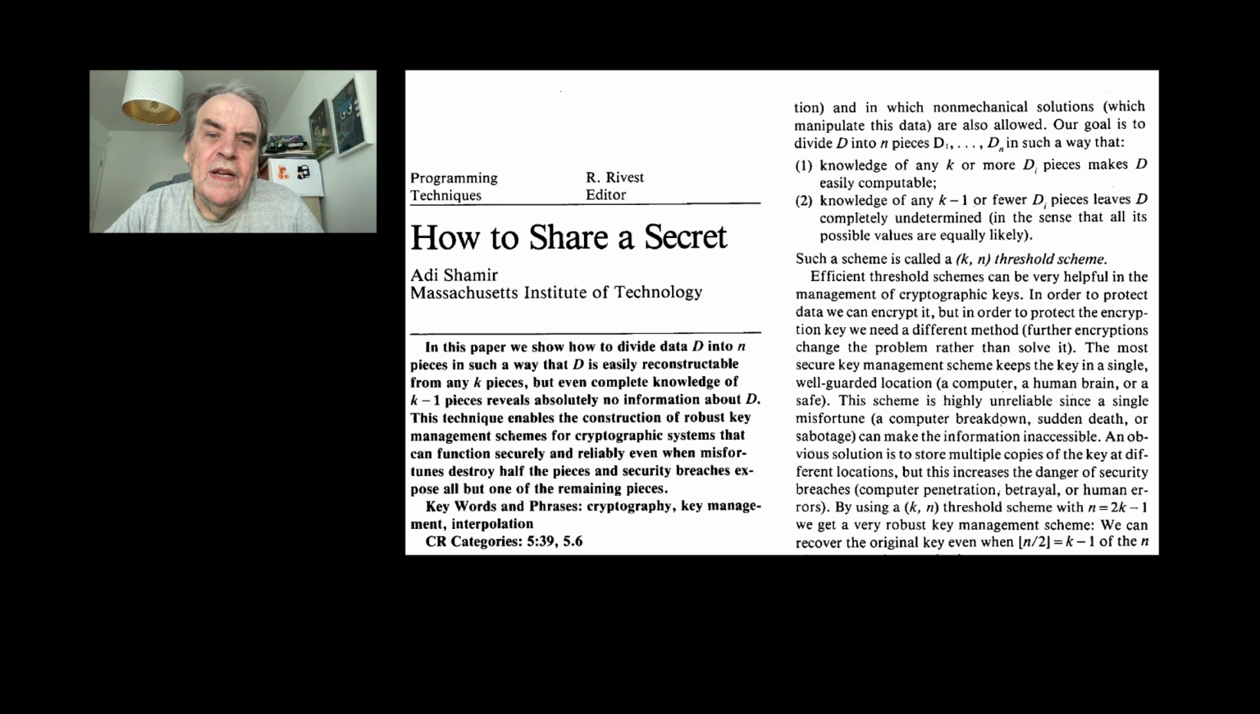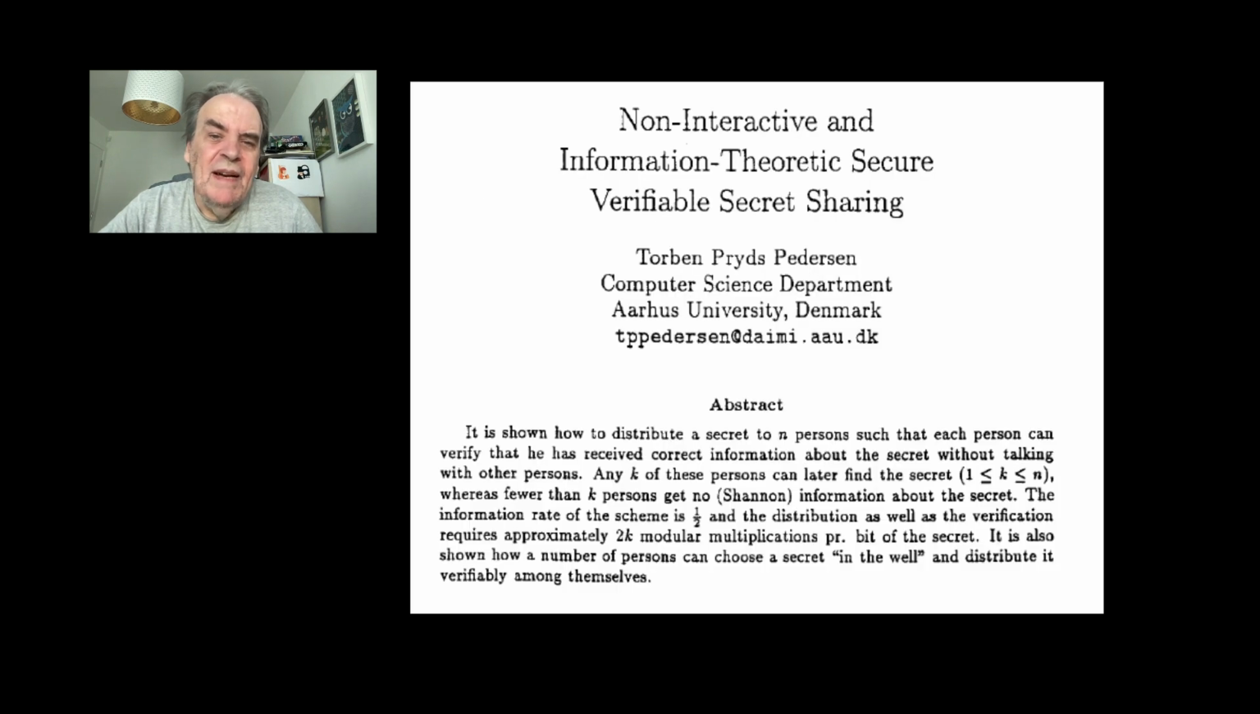In 1991, Torben P. Pedersen published a paper entitled Non-Interactive and Information-Theoretic Secure Verifiable Secret Sharing, which is now known as the Pedersen Commitment. This is where we produce our commitment and then can show the message that matches with this commitment.